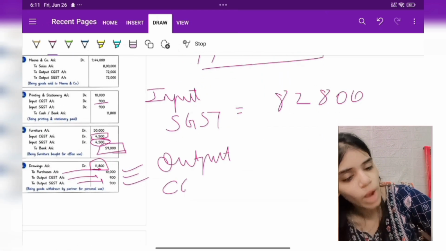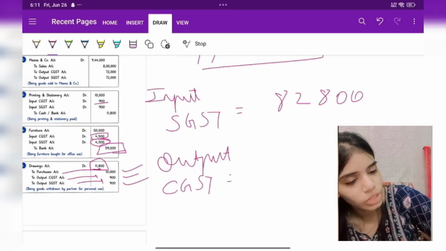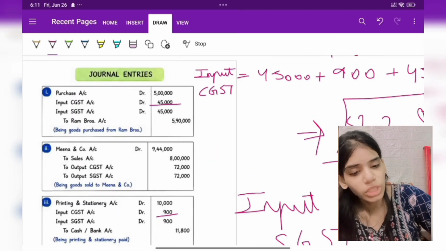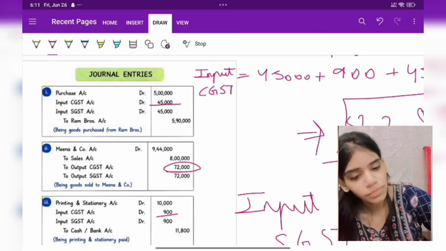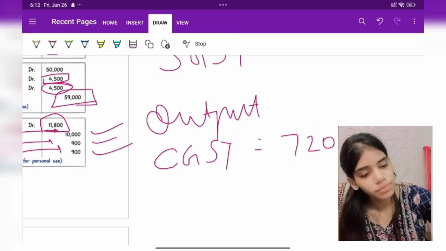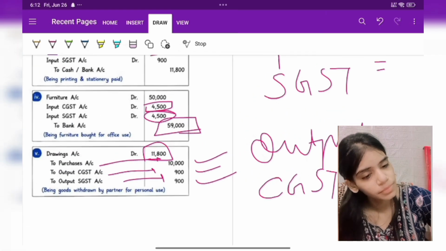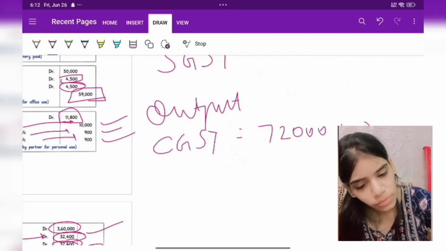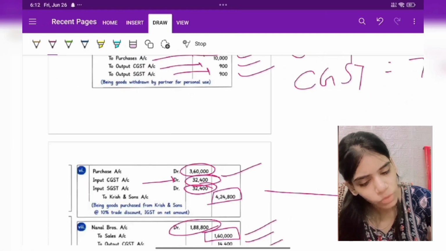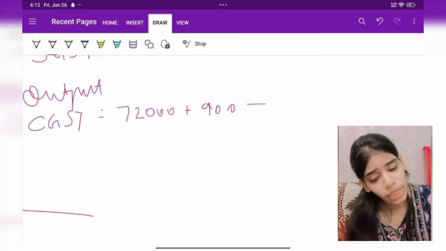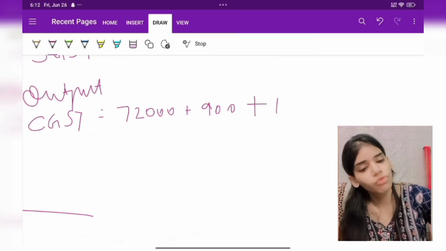Now the main thing is to add output CGST and output SGST. Let's add output CGST now. Okay, so the first output CGST was 72,000. Then at the time of drawings it was 900. Then at the time when we made sale to Nanak Bros it was 14,400.